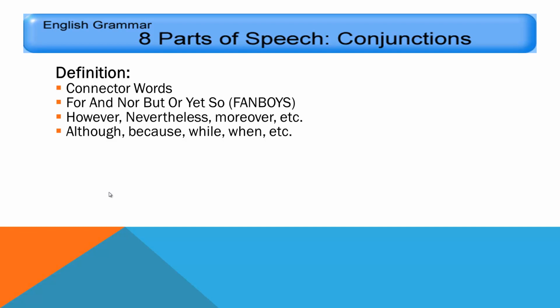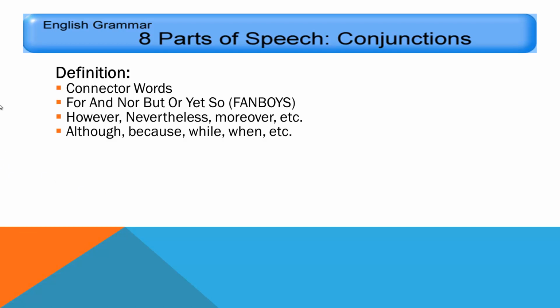Now it might connect a list. It might be something like, Jack and Jill went up the hill. So and is going to work to connect Jack and Jill together. It might be a word that connects two parts of a sentence. So if I said something like, because Jack and Jill went up the hill, they were able to fetch water. The word because in that helps to connect the first part of the sentence, because Jack and Jill went up the hill, to the second part of the sentence, they were able to fetch a pail of water.